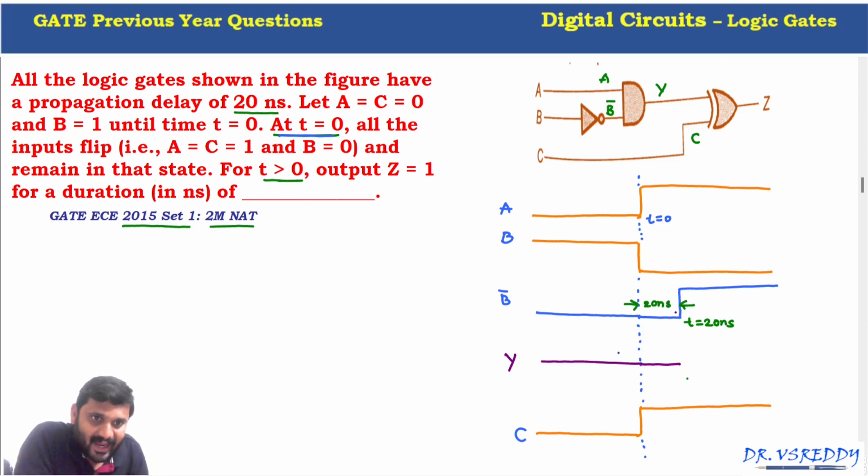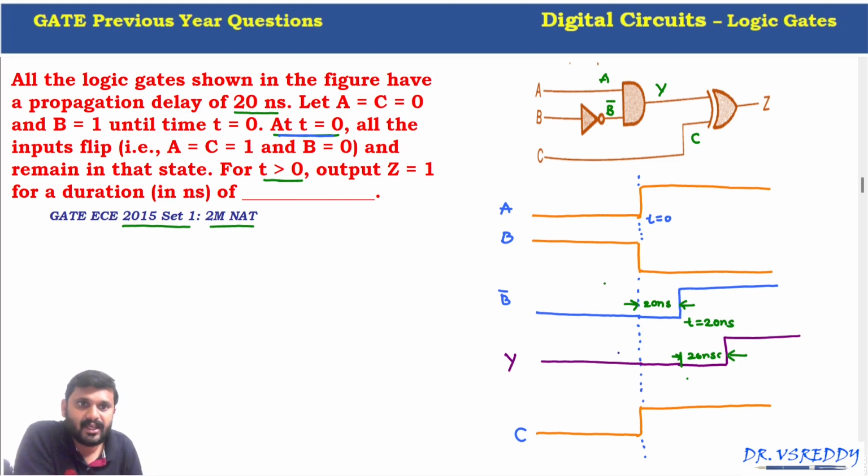Now see, at T equals 20 nanoseconds, the input A for this AND gate is 1 and B complement is also 1. Both are 1, so the output of this AND gate equals 1. But that output will be updated only after the 20 nanosecond propagation delay. So after 20 nanoseconds only, the output becomes 1, Y equals 1. So this is the 40 nanosecond delay, requiring another 20 nanoseconds for Y to become 1.